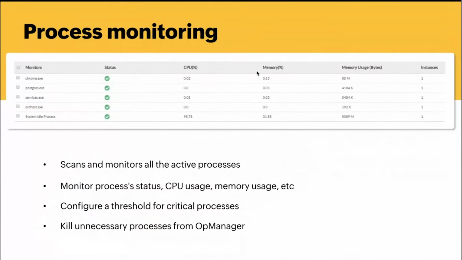Now let's talk about process monitoring. You may have crucial devices in a network that run different and important processes. Monitoring them on a timely basis is important to keep your network up and running all the time. So with OpManager, you can monitor active processes running on any machine, track the status, and view the CPU and memory utilization of a particular process. You can assign thresholds for monitors and get instantly alerted on any breach incidents, and you can also choose to terminate or kill any unnecessary processes that are not required for your network needs.